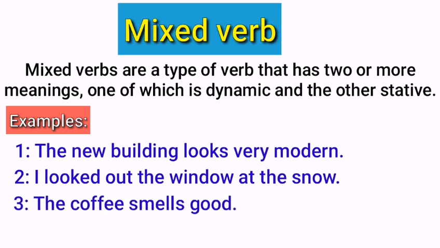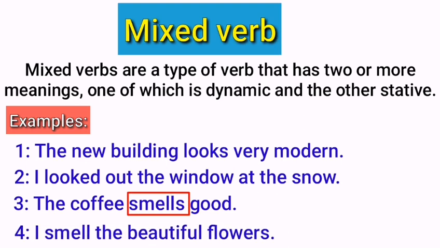The coffee smells good. Look at this example. The verb, smells, is a stative verb because it talks about the state of the coffee and it does not talk about an action. So, it can also be used as a dynamic verb. Like, I smell the beautiful flowers. Observe this verb, smell, which is used here as a dynamic verb. So, you can see in the above sentence, it functions as a stative verb and here it functions as a dynamic verb. So, that is why it is called a mixed verb.